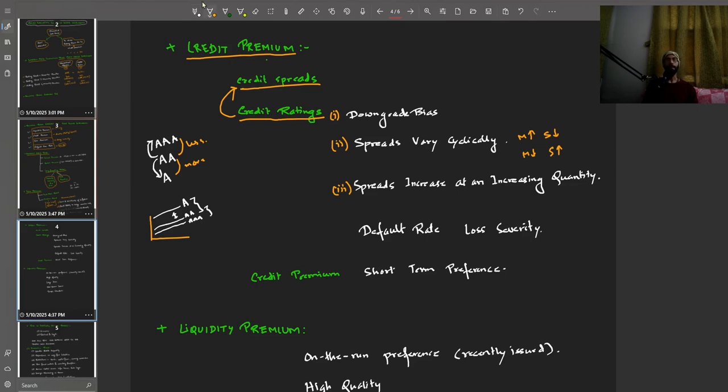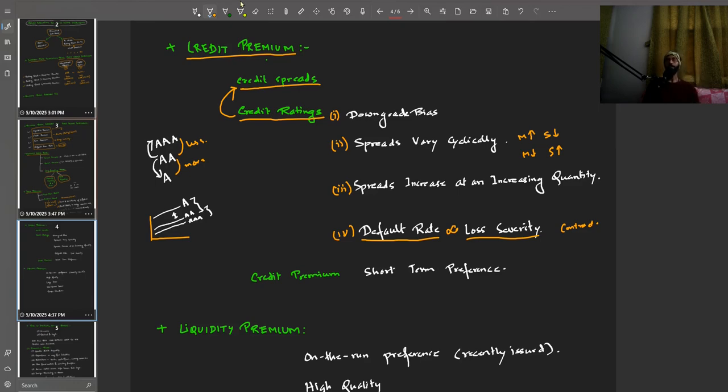The fourth point, default rates are directly proportional to loss severity. So when the markets are in a contraction mode, what happens is many bankruptcies happen. Many loans default during that time. And because there is a secular decrease in the asset prices, the loss severity is also very high because recovery is much less, right?